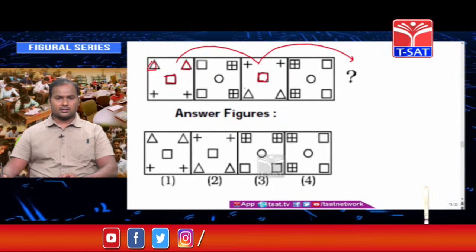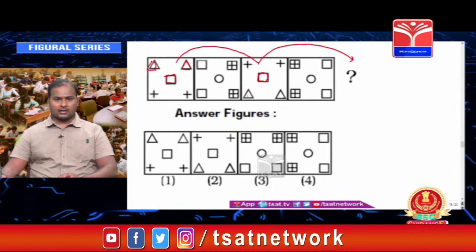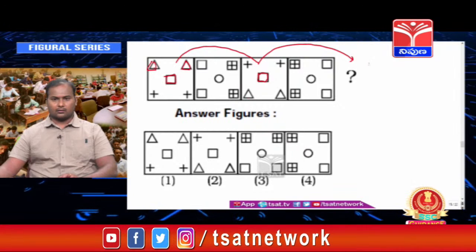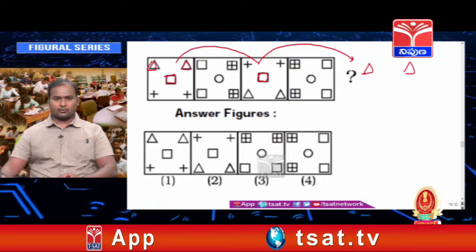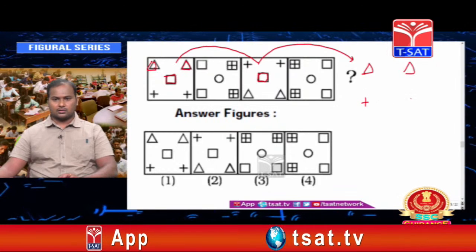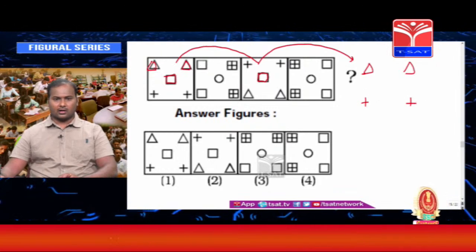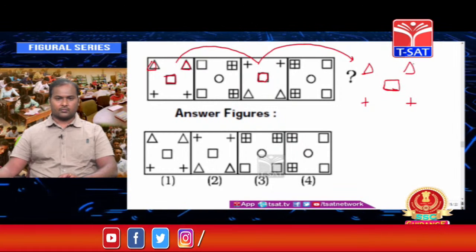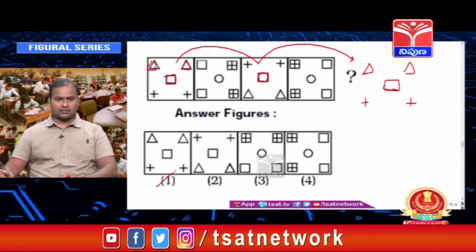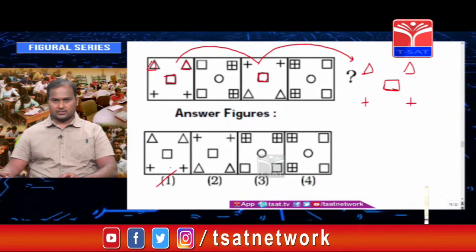So what is going to be our answer? Our answer is, again these triangles from bottom, they will move to the top. So triangles will be on the top. What about the plus signs? From top, they will move to bottom. So plus signs, they will move to the bottom. And what about the square at the center? It will be same. The square will be same. So check out the options. Which is the answer? Option 1 is the answer.